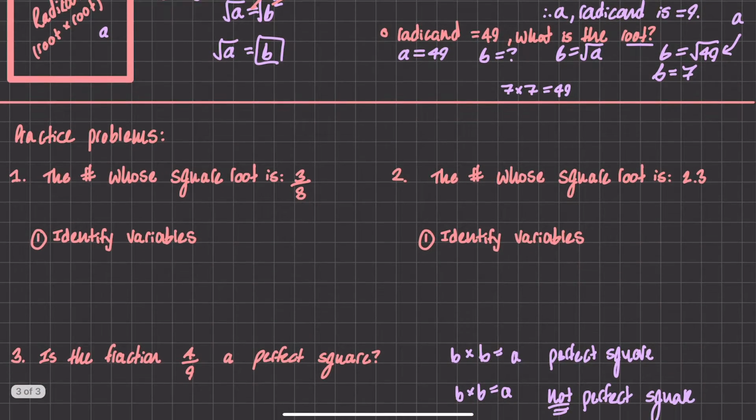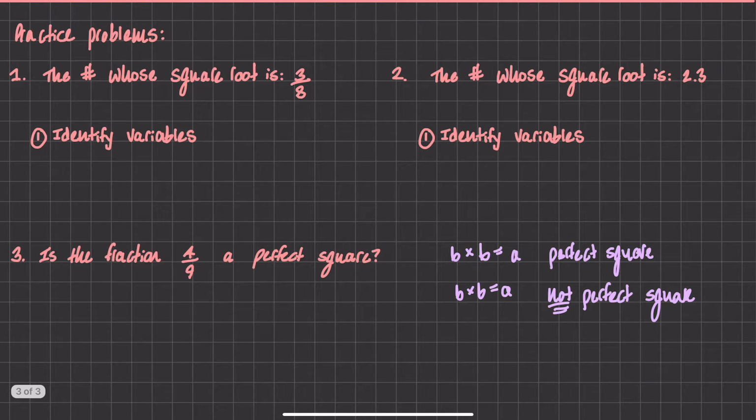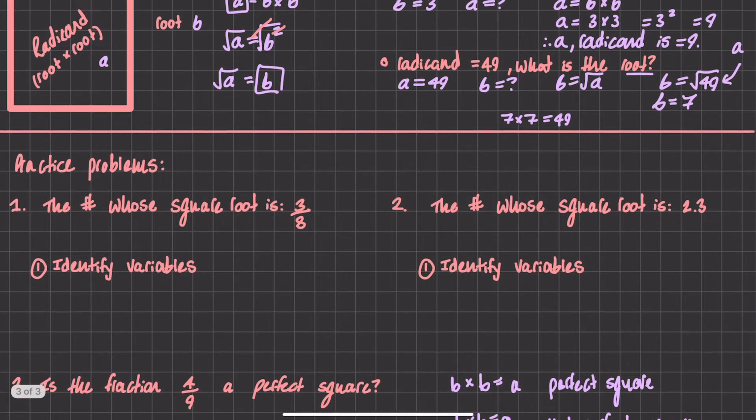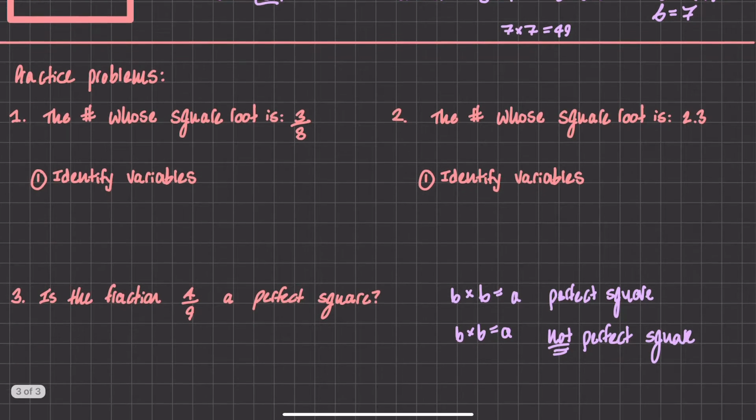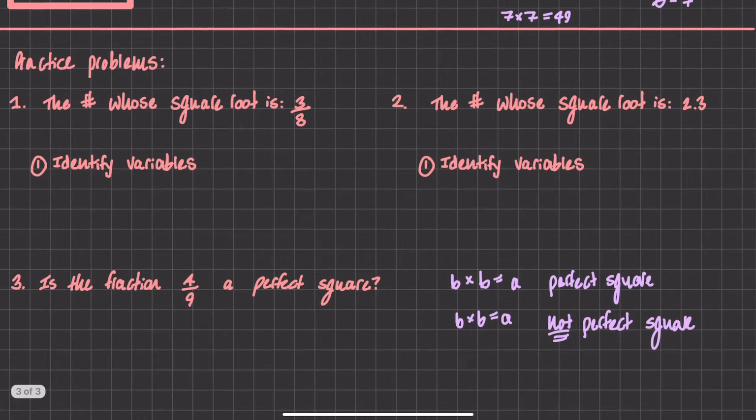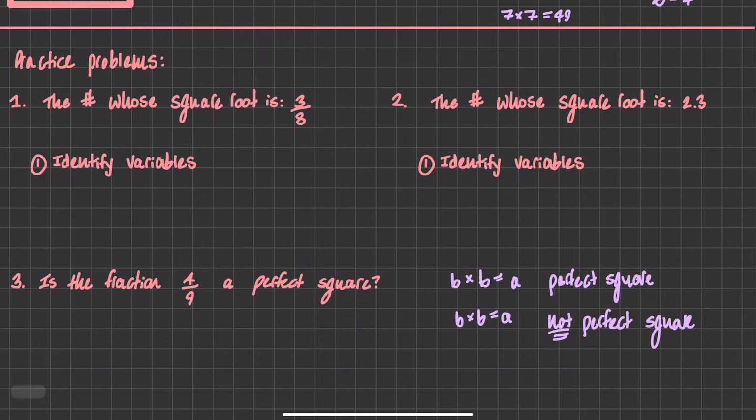Moving on to some more problems. So what is the number whose square root is 3 over 8? The first thing we're going to do is identify the variables. So the square root is our root. So we've identified the root as b. So b is equal to 3 over 8. We're looking for a, the radicand. Which number would have a square root of 3 over 8?